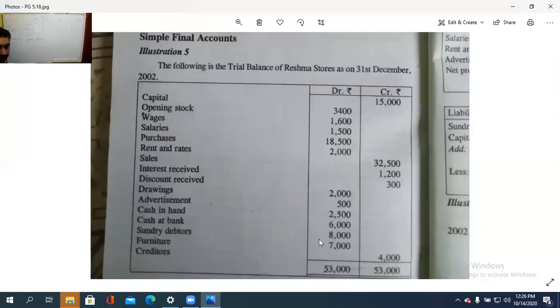Then the rest of the items. Sundry creditors is there. Creditors, how much is it? 4,000. Then on the asset side, what items are left? Wages we have taken, salaries, purchases, rent and rates, sales, interest received, discount received, drawings also taken, advertisement, then cash in hand, cash at bank. How much is it? 2,500 and 6,000. Then sundry debtors, it is 8,000. Then furniture, 7,000.